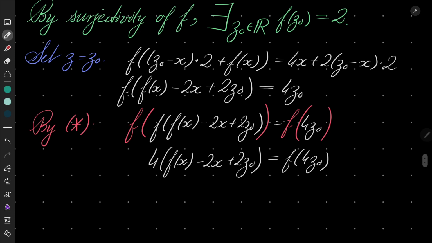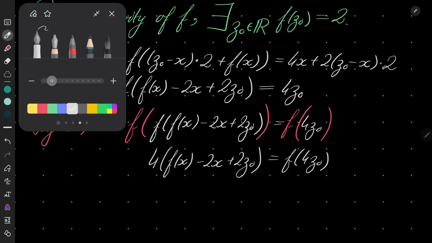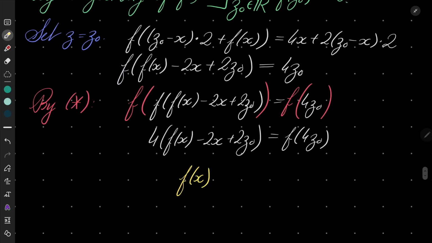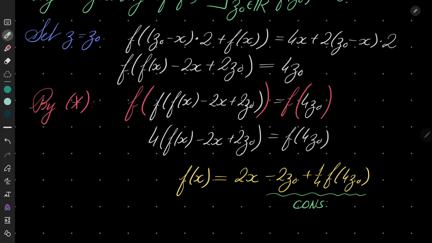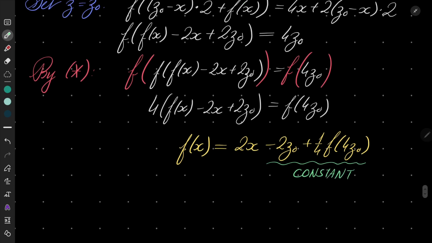And now, if you look closely, we can derive the following. f of x equals 2x minus 2 times z sub 0 plus 1/4 f of 4 times z0. And if you think about it, z0 is just a constant. This part is a constant. We can call it b, for example. And now we know that f of x equals 2 times x plus some constant.